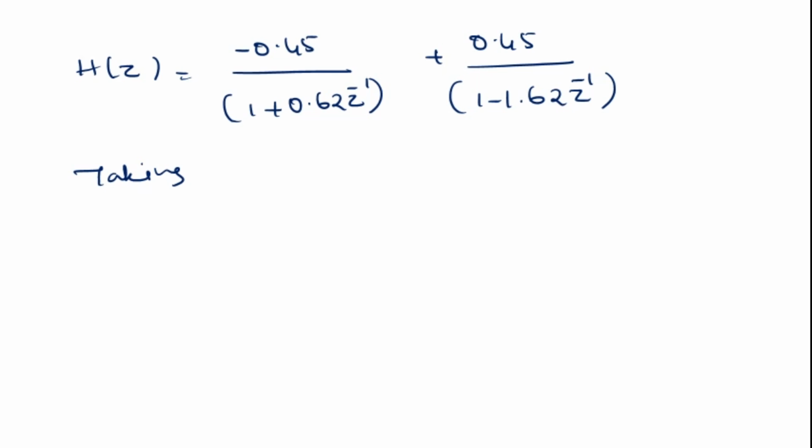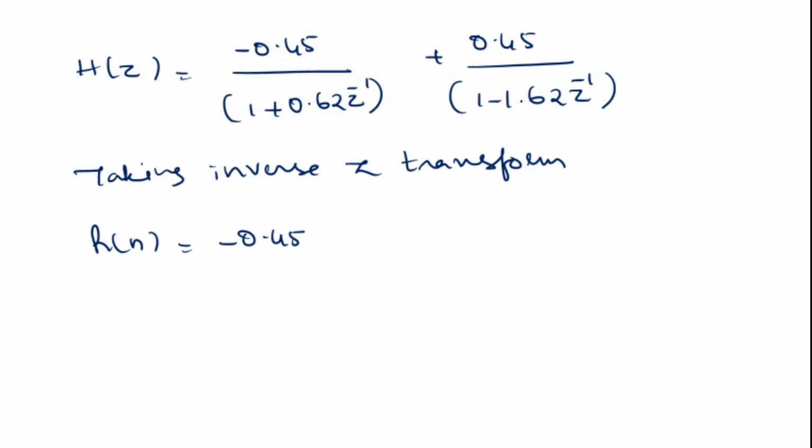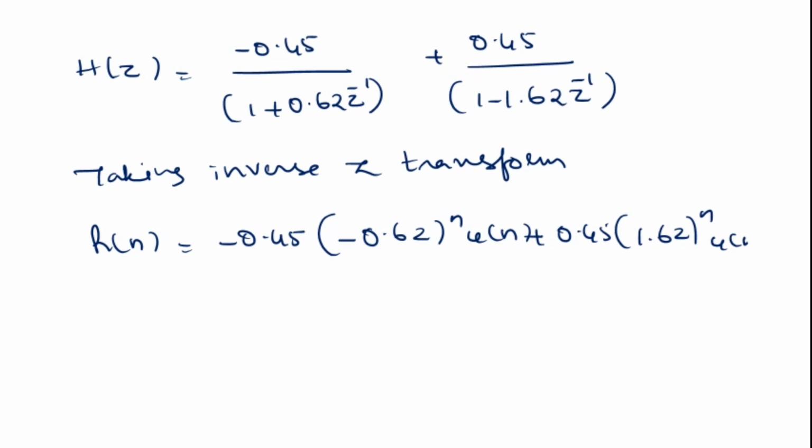Then taking inverse z transform, we get h of n is equal to minus 0.45 into minus 0.62 to the power n into u of n plus 0.45 into 1.62 to the power n into u of n.